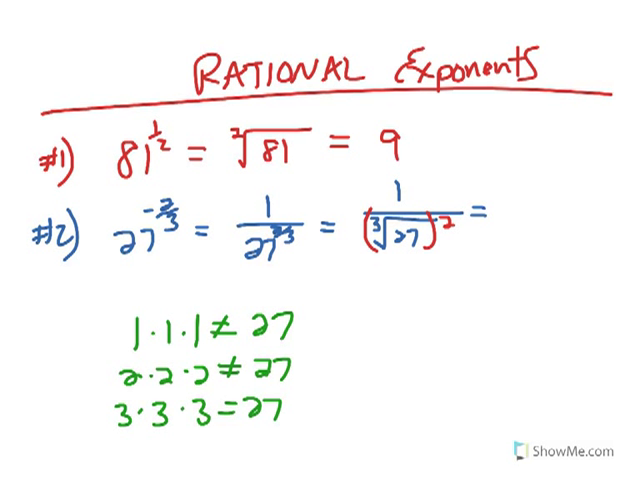So this becomes 1 over 3 squared. 3 comes from, once again, the cubed root of 27. What is 3 squared? Well, that is a 9er. 9er is trucker talk for 9. So that would be 1/9.